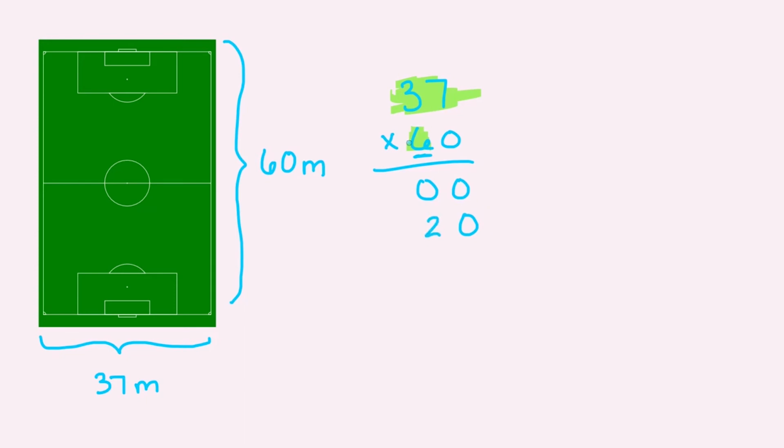6 times 7 is 42. We carry the 4, and then 6 times 3 is 18 plus 4 is 22. We would add these two rows together, but the first row is actually 0. So we find our total answer to be 2,220, which is the same as what we got before.